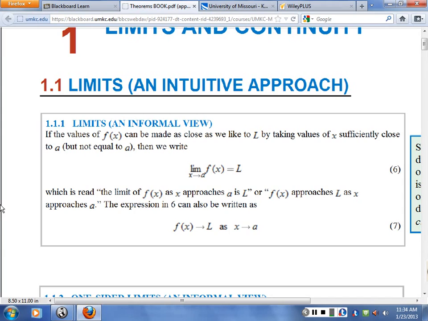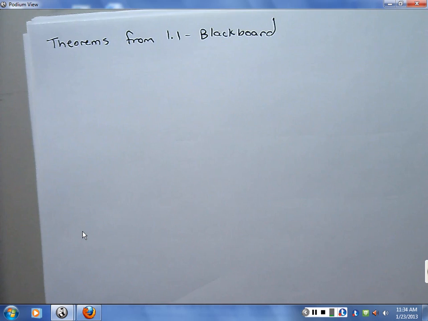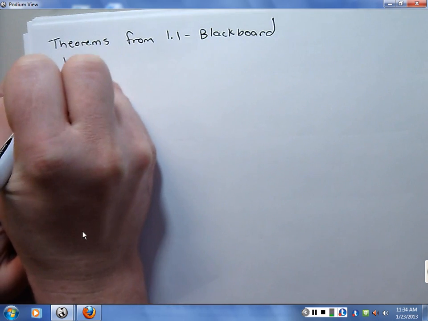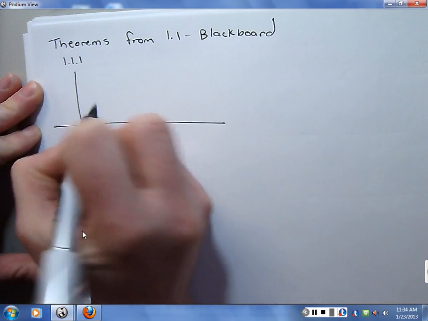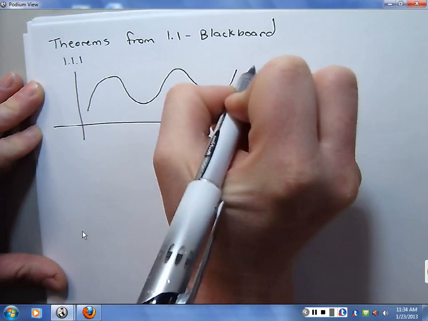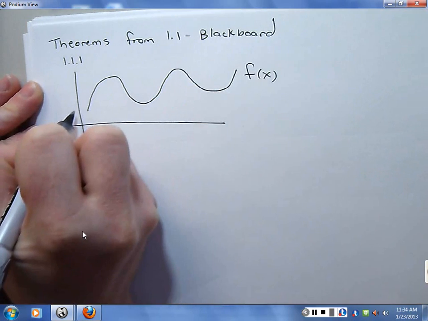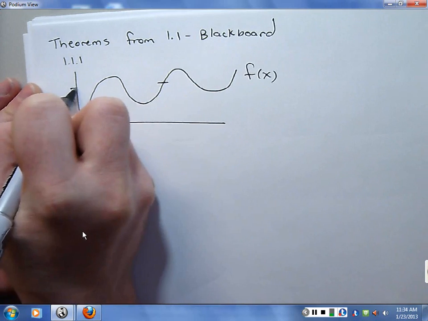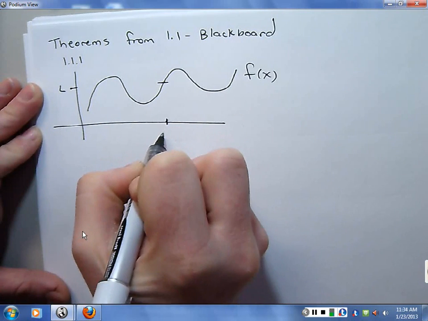It means the function is approaching L as x is approaching a. So you have to keep in mind that if I just draw a graph of a function, say 1.1.1, I'll make it relatively straightforward. Let's say this value is L and this value is a.